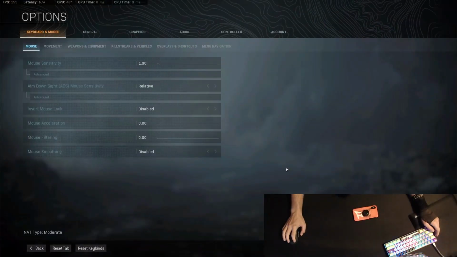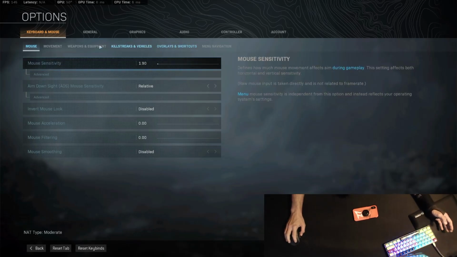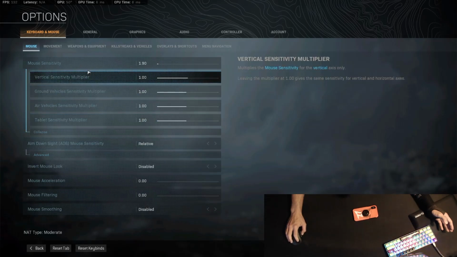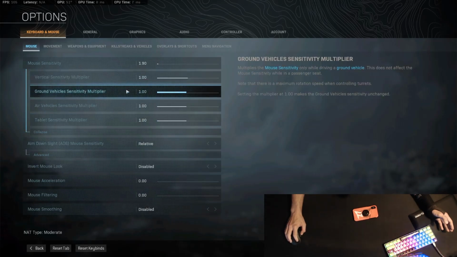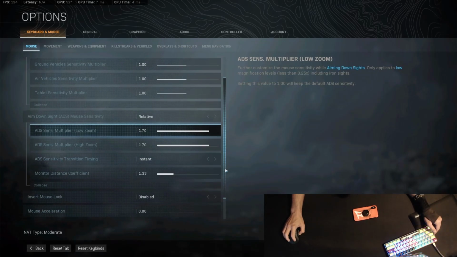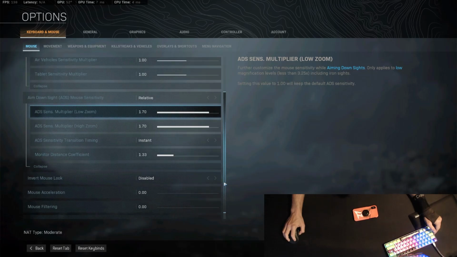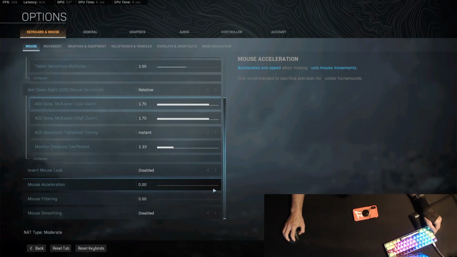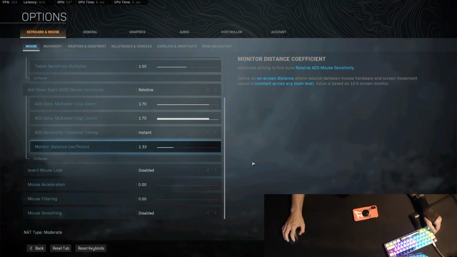As far as my own mouse sensitivity goes, this is where I have it at. Got mouse sensitivity at 1.9 and with a 1-to-1 ratio across the board, with ADS mouse sensitivity on relative, low zoom multiplier at 1.7, high zoom 1.7, sensitivity transition timing instant, and monitor distance coefficient 1.33.